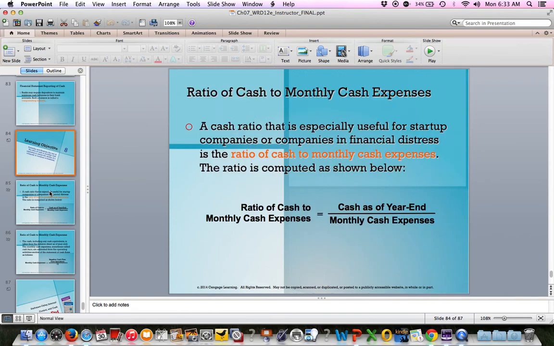A few ratios involving cash. It says the ratio of cash to monthly expenses is a good ratio. It just shows you, do you have enough cash on hand typically to pay for your monthly expenses. So it's useful for companies that are more in startup mode or potentially in some kind of financial distress.